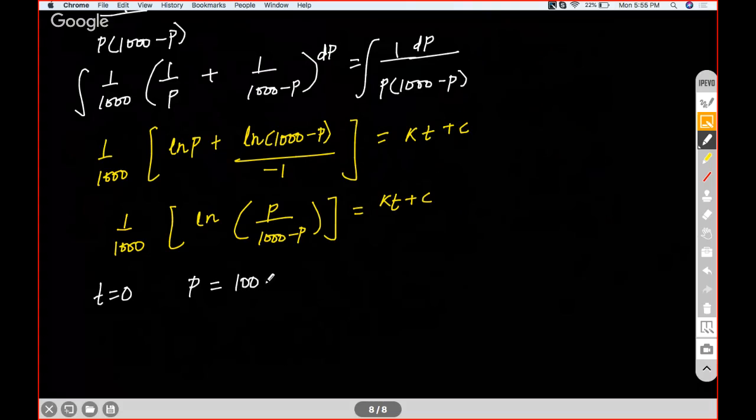When p was 0, p was 100, right? So can I say 1/1000 ln(1/9) is equal to c? Yes or no? Okay. So I can put that c back over here.